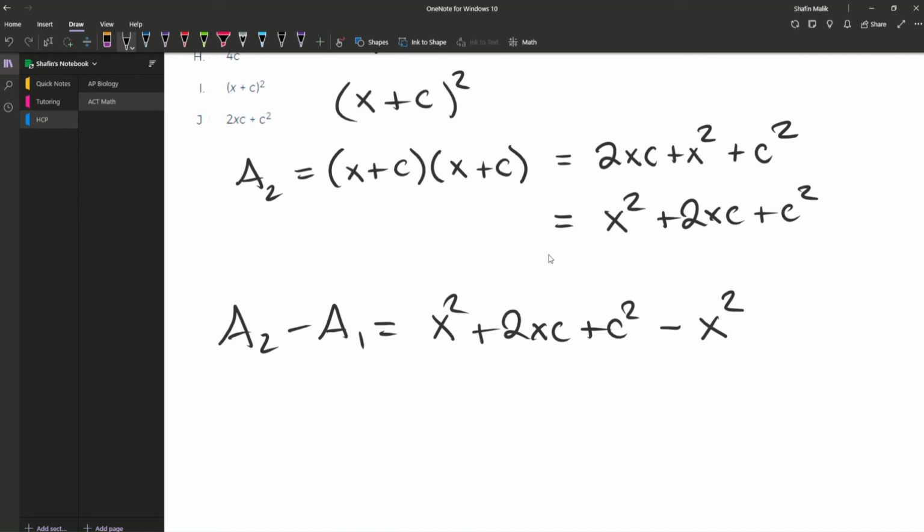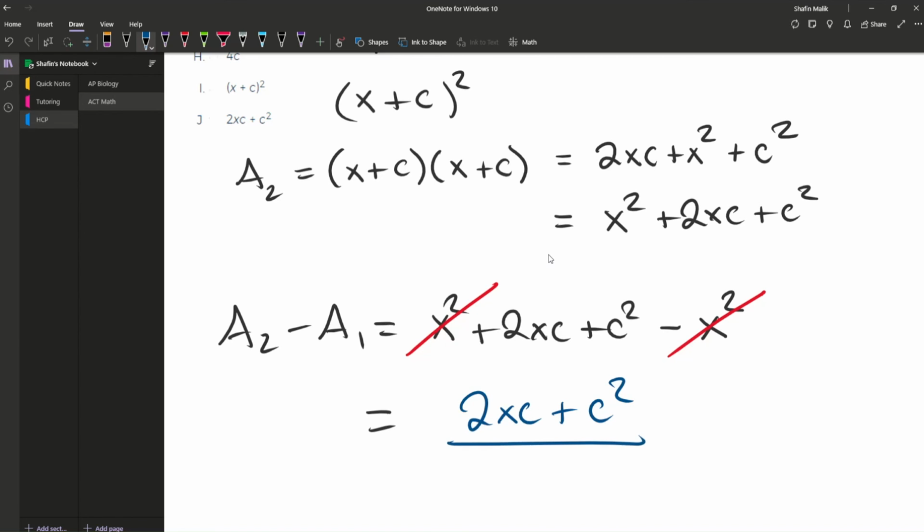And simplifying this, we can simply cancel out the x squared, and we will be left with 2xc plus c squared, which will be our final answer.